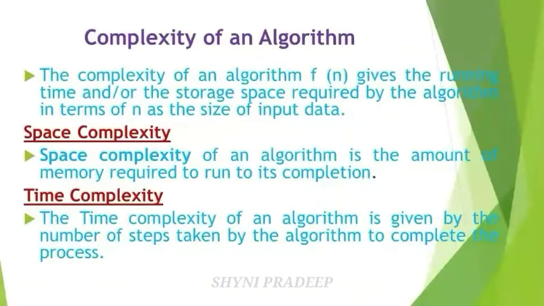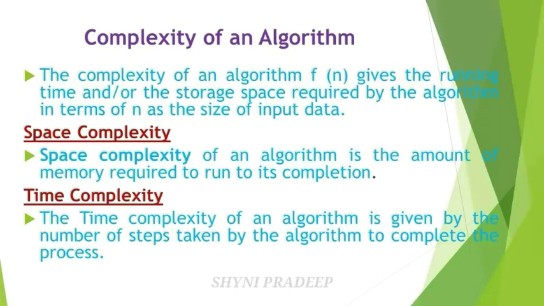Okay. So when will you call an algorithm a better algorithm? Whenever the algorithm takes less time and less memory space, then we can say that the performance of the algorithm is good. Okay. The algorithm performance can be analyzed by using two techniques. What are they? Space complexity and time complexity.